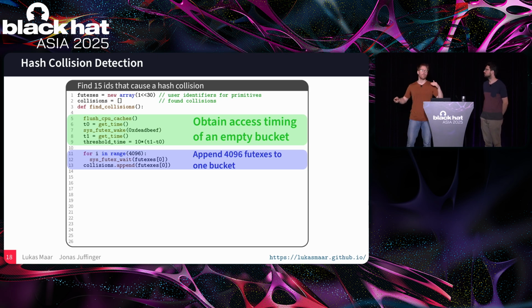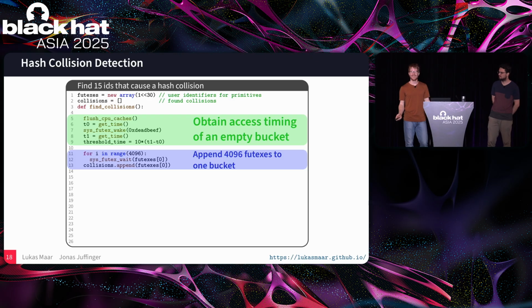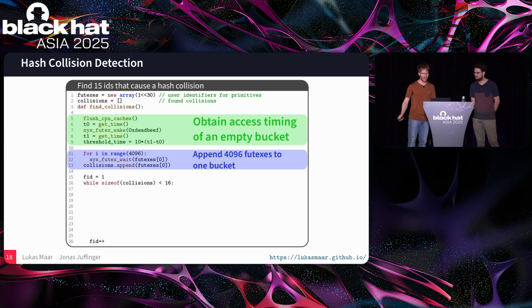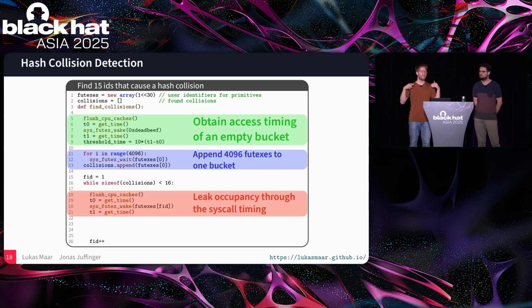because we now append 4069 vertexes to one hash bucket. So now we have two timings. We have an empty timing and this timing with like 4,000 entries. Exactly. Big difference.